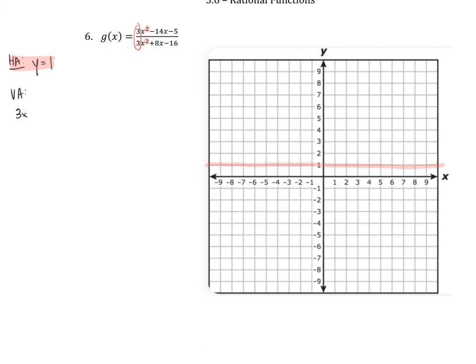So that would be 3x squared plus 8x minus 16. So we need to factor this out. So we're going to have 3x squared. We need to figure out what multiplies to get negative 48. So 3 times negative 16 is negative 48, and adds to get 8. And then we're going to do the factor by grouping method. So that would actually be positive 12 and negative 4.